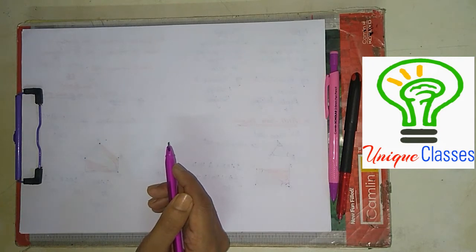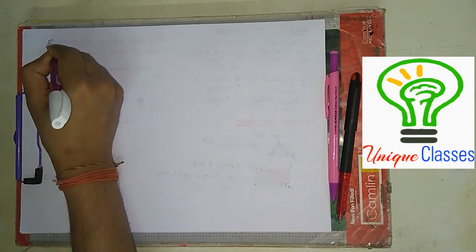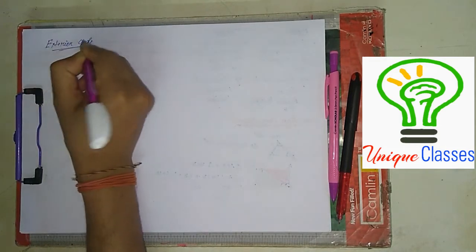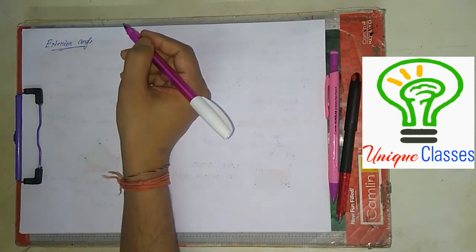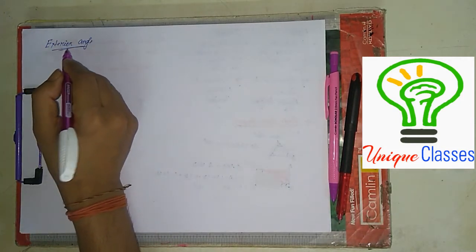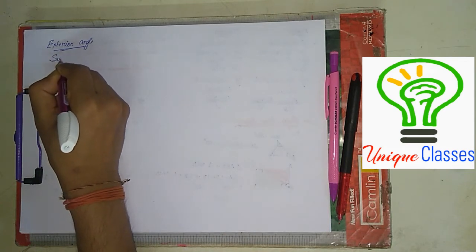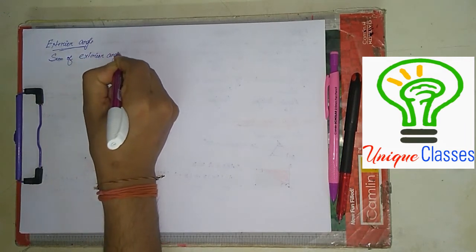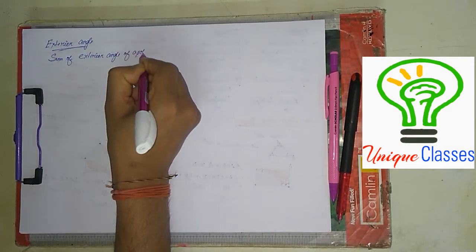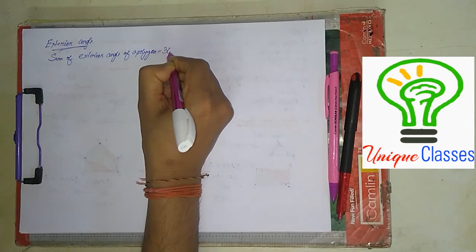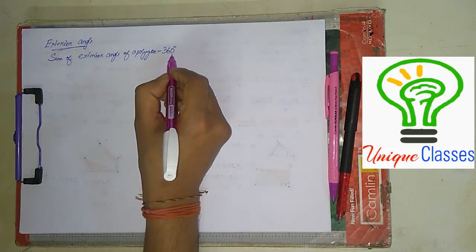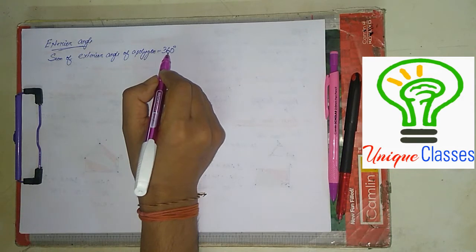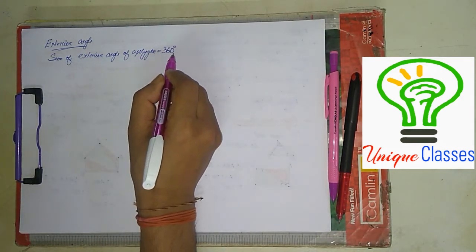So now we'll be discussing exterior angle, that is the sum of exterior angle of a polygon. Okay, just remember this, that the sum of exterior angle of a polygon will always be equal to 360 degree. It can never be more or less than 360 degree. Whether it is a triangle, a quadrilateral, a pentagon, hexagon, heptagon, whatever that might be, the sum of exterior angle of a polygon will always be equal to 360 degree.